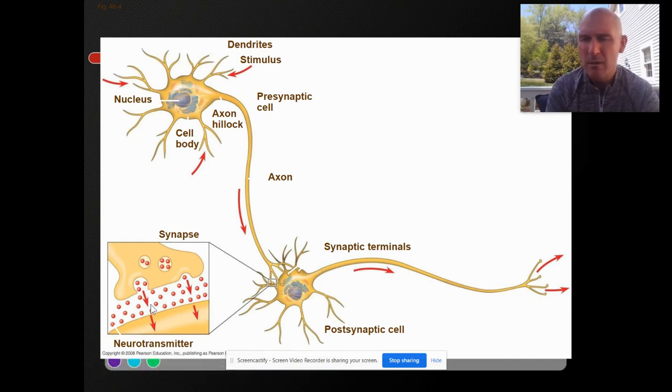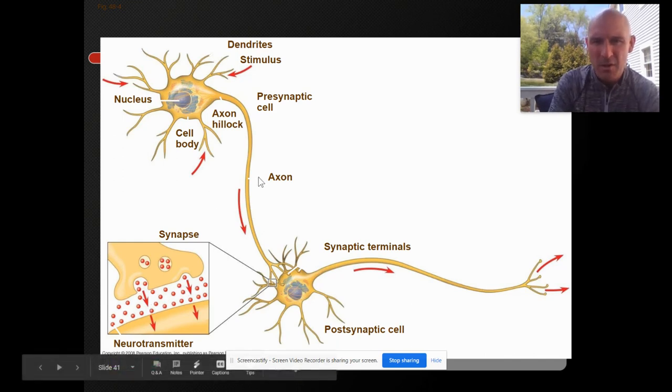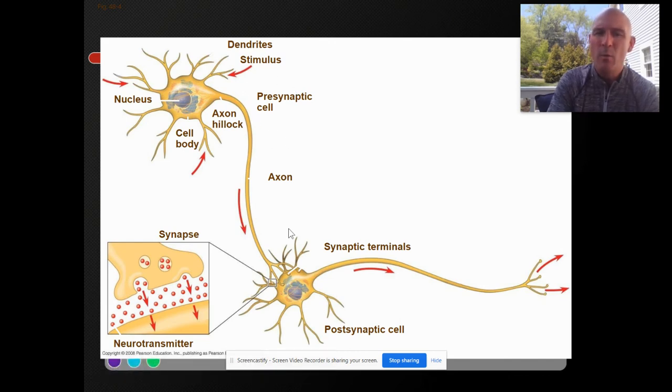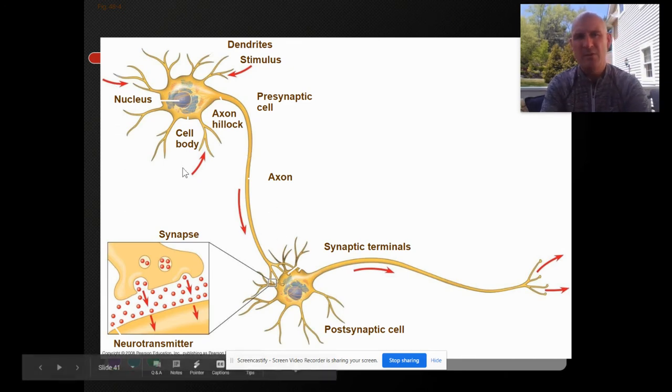Just for terminology's sake, this neuron here is before the synapse. So we call this the presynaptic neuron, or the presynaptic cell, which makes this one after the synapse. This is the postsynaptic neuron, or the postsynaptic cell. Information is coming in through the dendrites, going out through the axon. So this system is working from the top left to the bottom right, from the presynaptic neuron to the postsynaptic neuron.